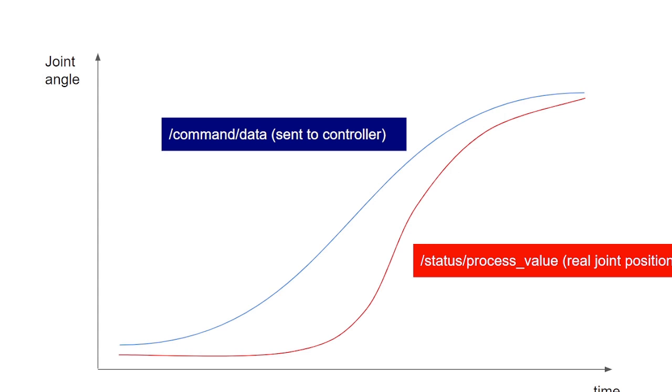So you can imagine that there will be an error between these two values over time, and the goal is to tune the PID values of the controllers in order to minimize that error. And what we're going to do is visualize this error via a plot of these two variables over time. So let's do it right away.